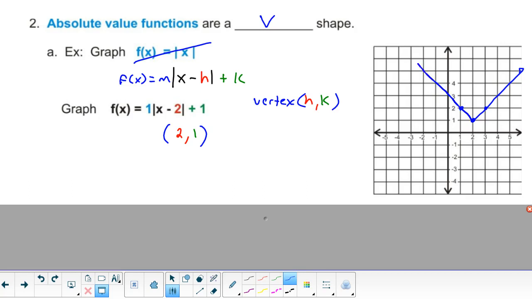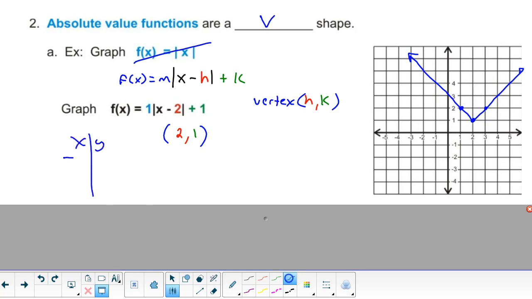Now, if you can do it that way, it's best. Start with your vertex and use the slope. If it would have been a negative 1, I would go down 1 to the right 1, down 1 to the left 1, and the V would go upside down. Right? But if not, you're going to have to use an XY chart.